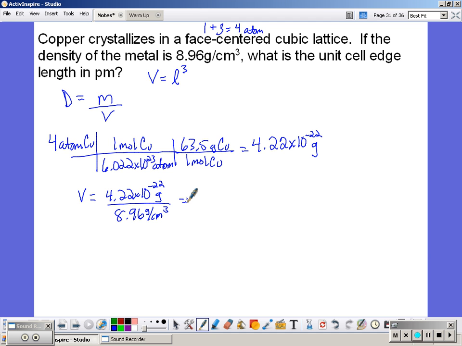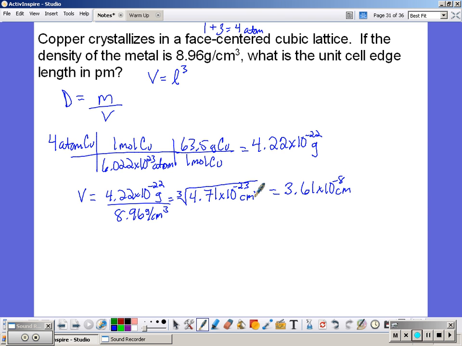And so I get a volume of 4.71 times 10 to the negative 23 centimeters. I want the edge length though, so this is the volume. So if I take the cubed root of that, I would get my length. So my length ends up being 3.61 times 10 to the negative 8 centimeters.